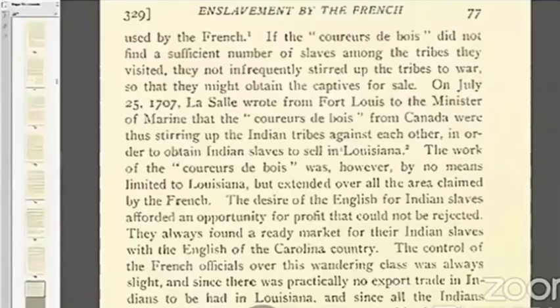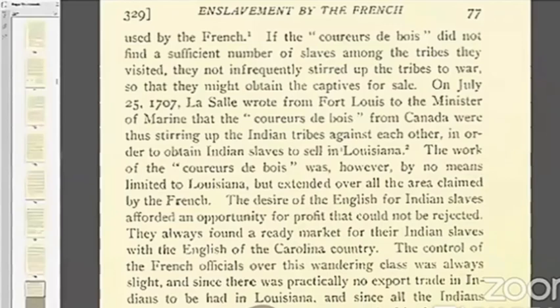On July 25th, 1707, LaSalle wrote from Fort Louis to the Minister of Marine that the coureurs de bois from Canada were thus stirring up the Indian tribes against each other in order to obtain Indian slaves to sell in Louisiana. The work of the coureurs de bois was, however, by no means limited to Louisiana, but extended over all the area claimed by the French.